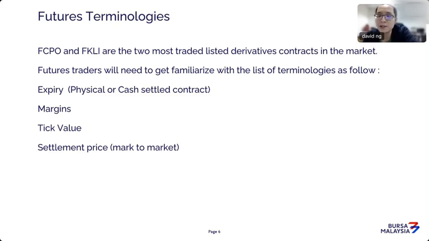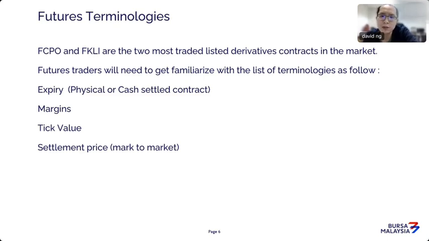Now, tick value is again one principle when you look at futures trading. So the tick value for the CPO contract is 25 ringgit per tick. As for the KLCI index futures, half a point is 25 ringgit, so 1 point is 50 ringgit. So every 1 point movement on a KLCI index futures is equivalent to 50 ringgit tick value.